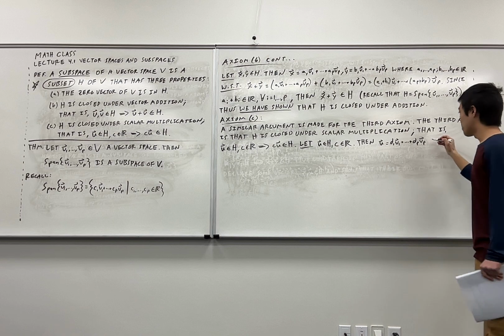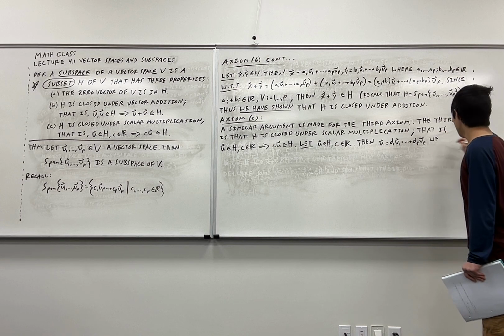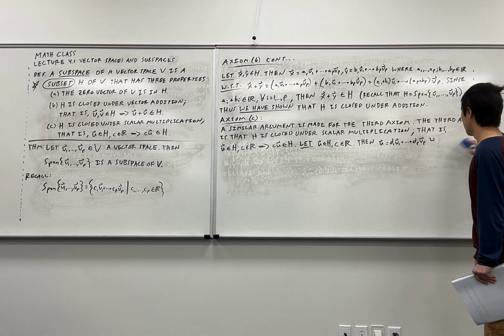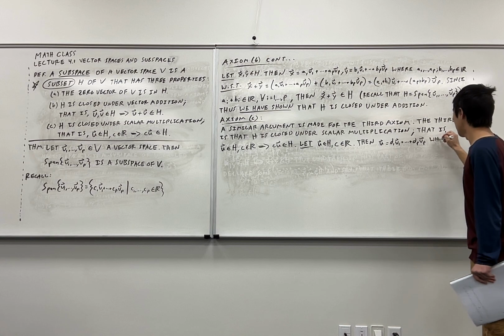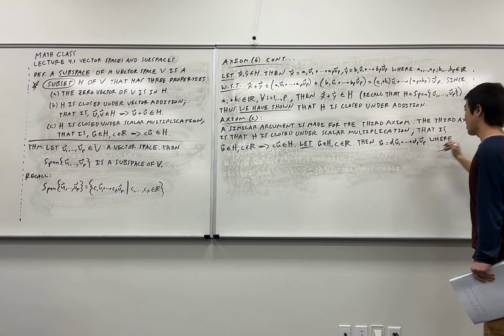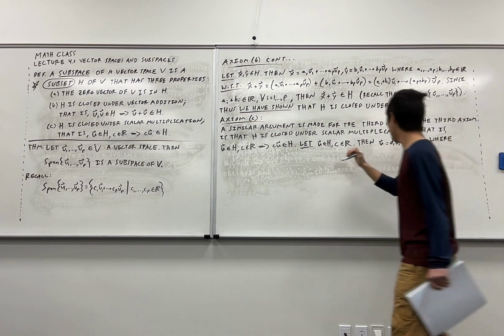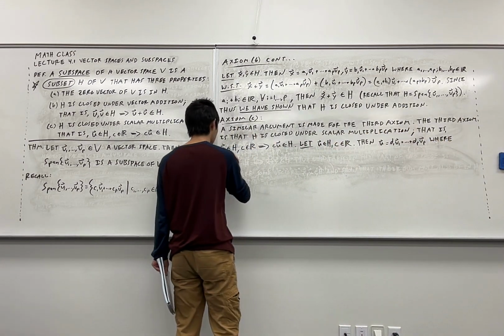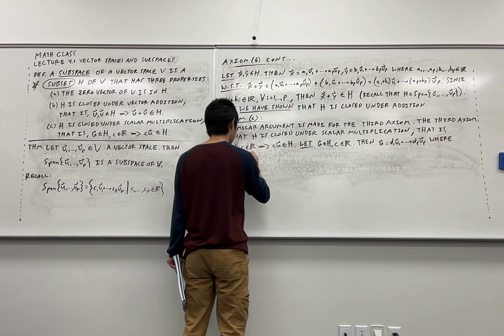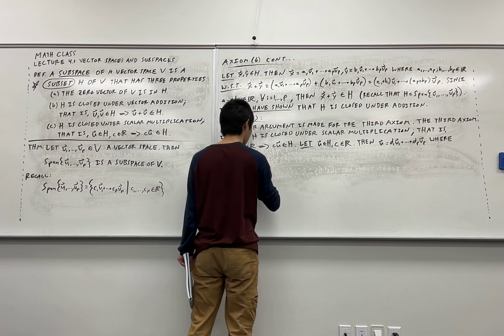This linear combination where, and I need to clarify that these d1 through dp, I introduced something to the proof, so I need to clarify what they are. The d1 through dp are scalars.